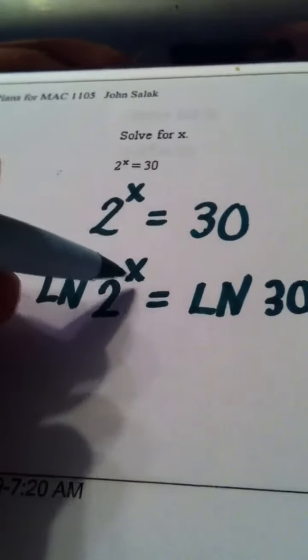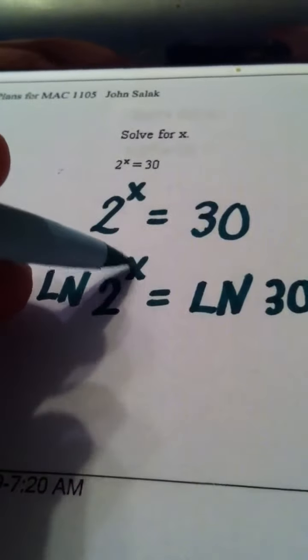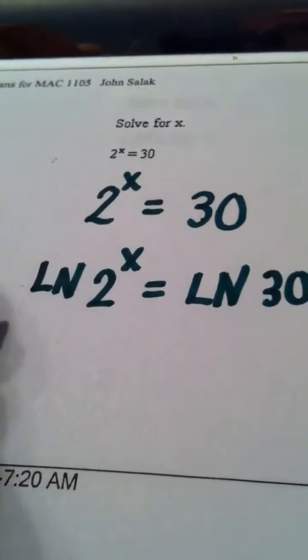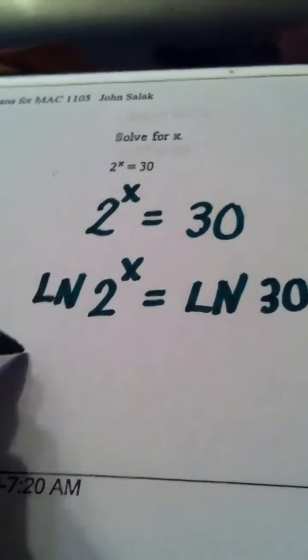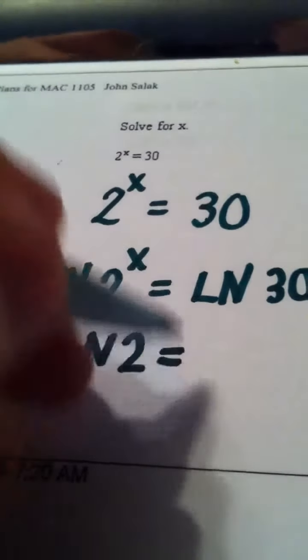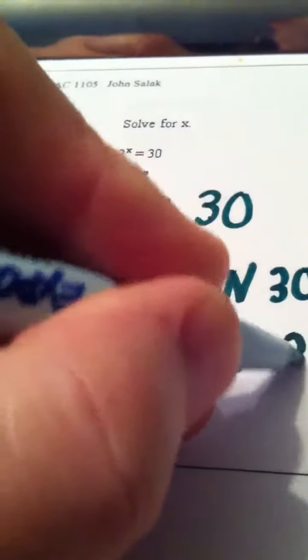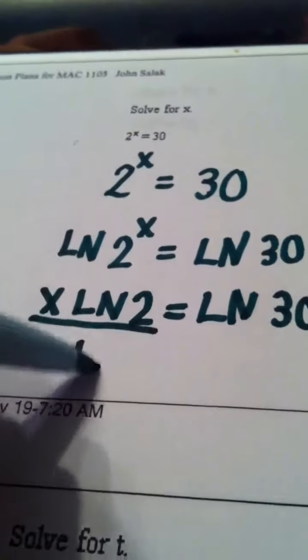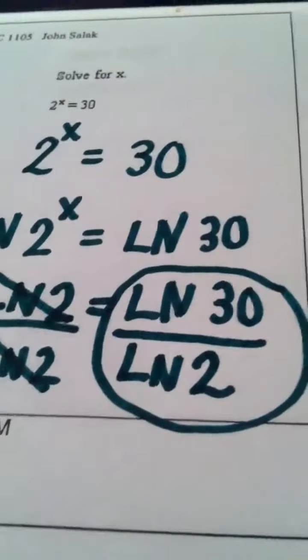Now we're going to apply the power law of logs, which means this x rides down the slide, whee, boom, and it comes in front. X times the natural log of 2 equals the natural log of 30, and we finish by dividing both sides by the natural log of 2. So I have x is equal to the natural log of 30 divided by the natural log of 2.